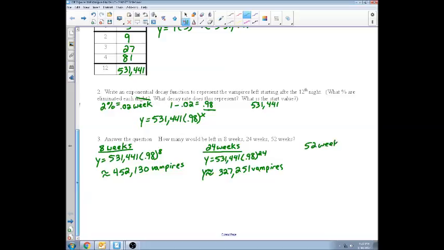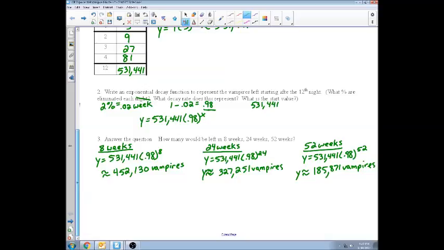And then 52 weeks, which is 1 full year. Y equals 531,441 times 0.98 to the 52nd power, which would be about 185,871 vampires. So even after the vampires stop being able to make new vampires after night 12, and we have vampire hunters, it's still going to be 185,871 vampires after an entire year.